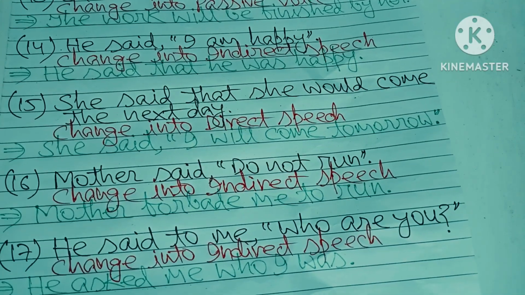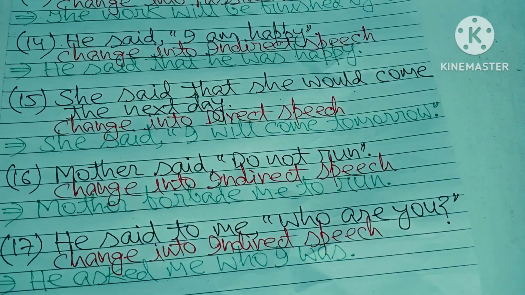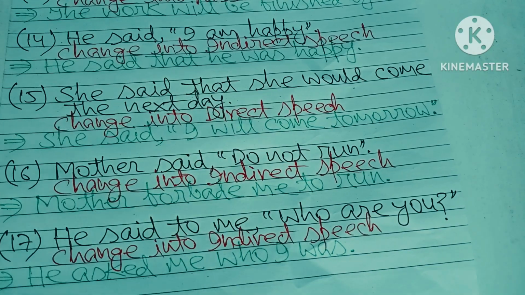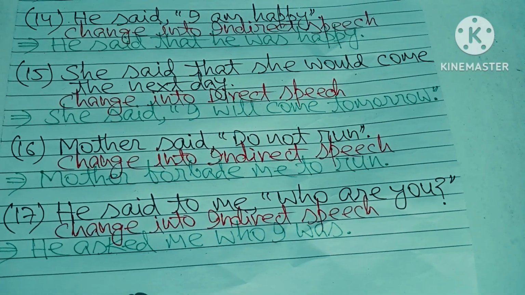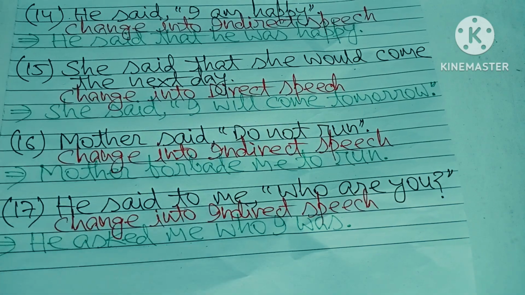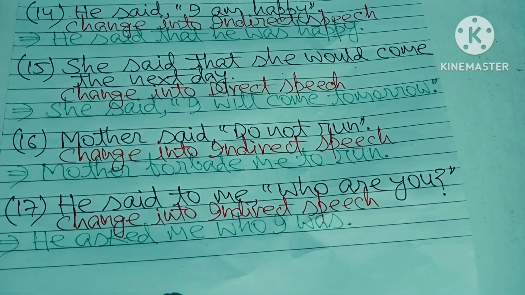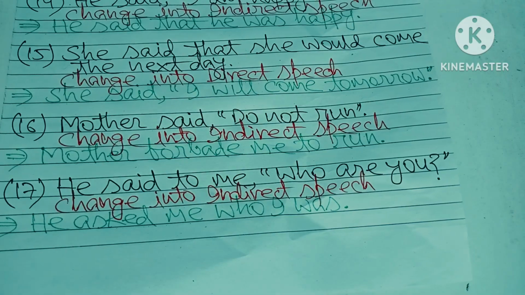Number 16. Mother said, "Do not run." Change into indirect speech. Answer: Mother forbade me to run. Last, 17. He said to me, "Who are you?" Change into indirect speech. Answer: He asked me who I was.